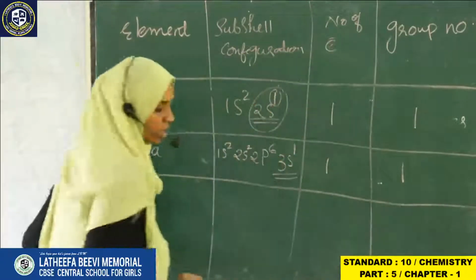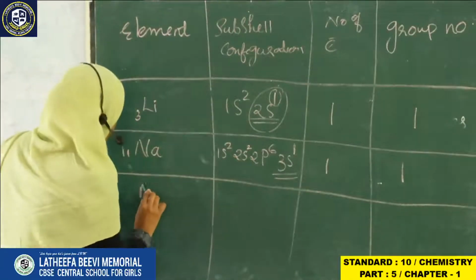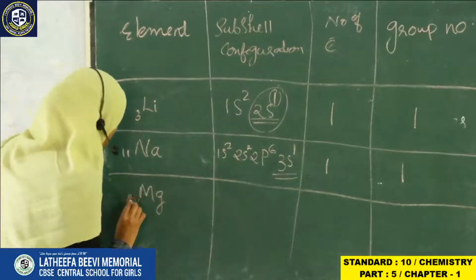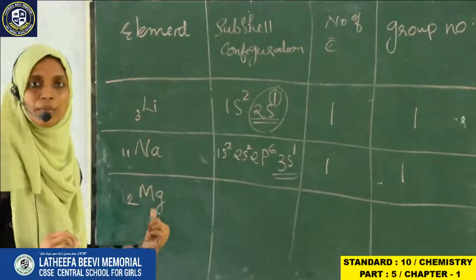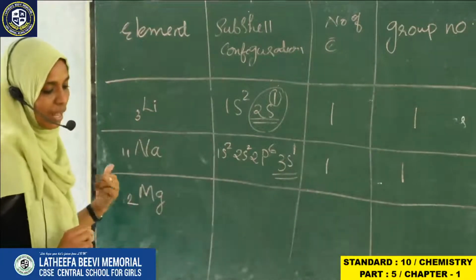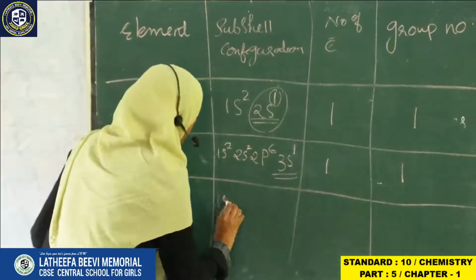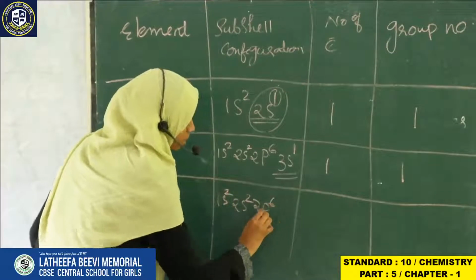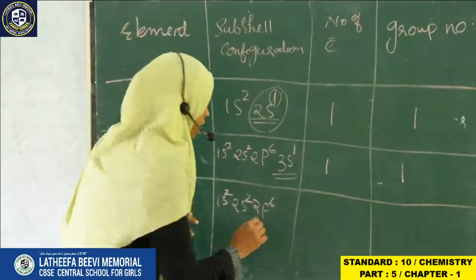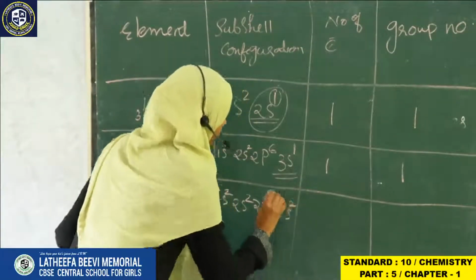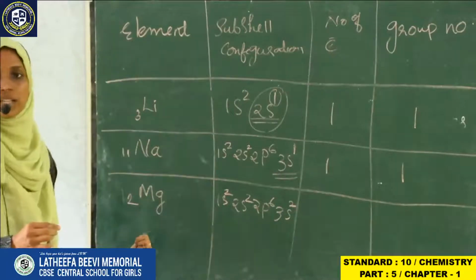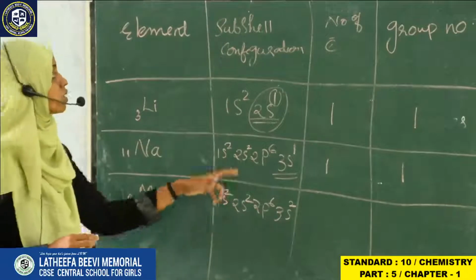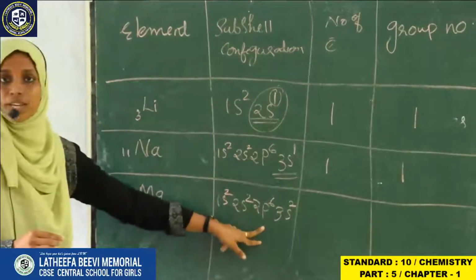Then the third one is magnesium. What is the atomic number of magnesium? The atomic number of magnesium is 12. So we can write it as 1s2, 2s2, 2p6, then after 2p6 it is 3s2. This is the subshell electronic configuration of magnesium, and the atomic number is 12.